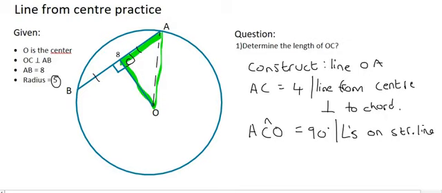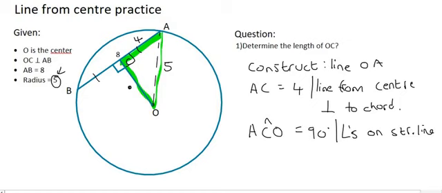And so in that green triangle we can now go ahead and use Pythagoras, because we know that AO is 5. They told us that the radius is 5, and remember the radius is the distance from the center of a circle to any point on the outside. So that length is 5. We know AC's length is 4, and so we could use Pythagoras to find the length of OC.